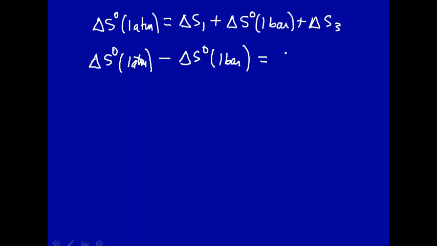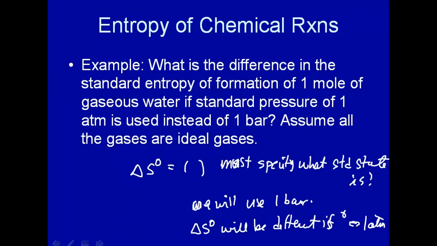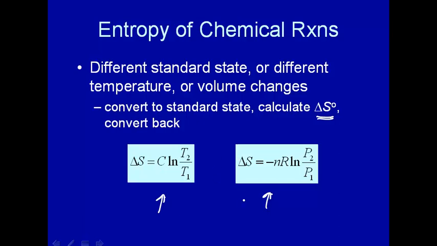That is equal to delta S1 plus delta S3. All right, let's look at delta S1. What are you doing with delta S1? So here we're taking a gas, hydrogen, at 1 atmosphere and putting it at 1 bar, and we're taking a half a mole of this gas at 1 atmosphere and putting it at 1 bar. And we said we can calculate those entropy changes by this equation here.